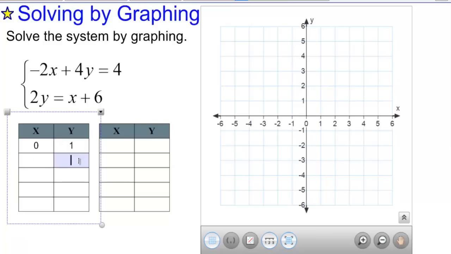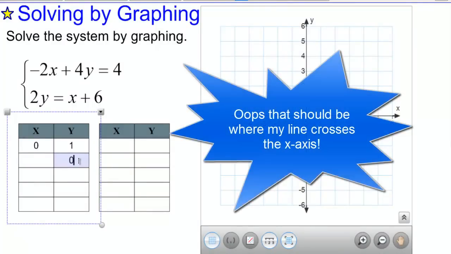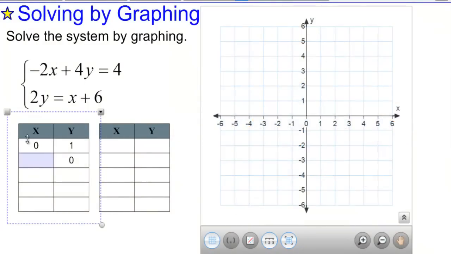I also would like to figure out where my line crosses my x-axis, so I'm going to make y equal to 0. And then I'm going to look at here, what do I need to multiply -2 by to get 4? Well, I know a negative times a negative is positive, so I'm going to make this -2. -2 times -2 is 4. And then let's just pick a couple other points. Okay, so let's make sure that all these points are in a line.